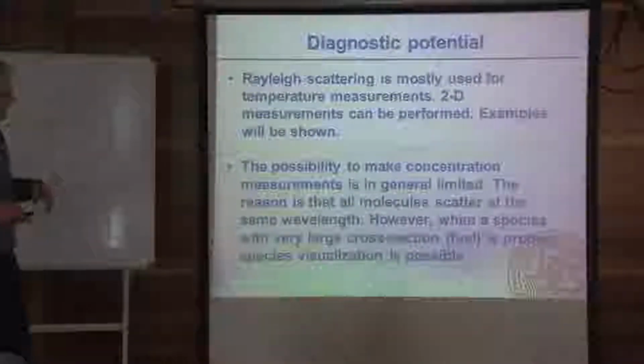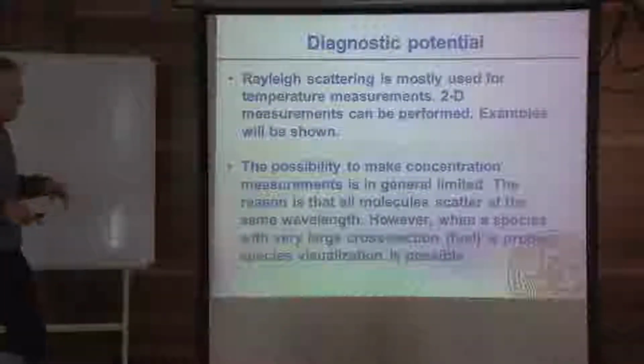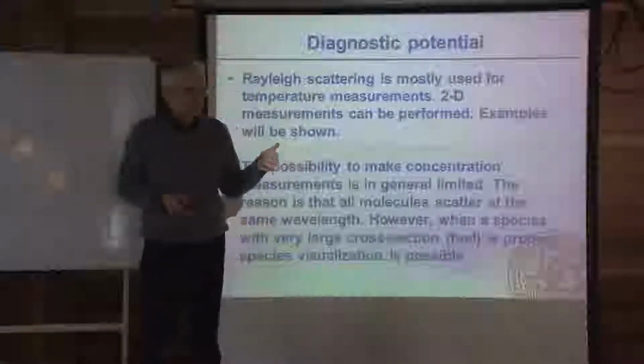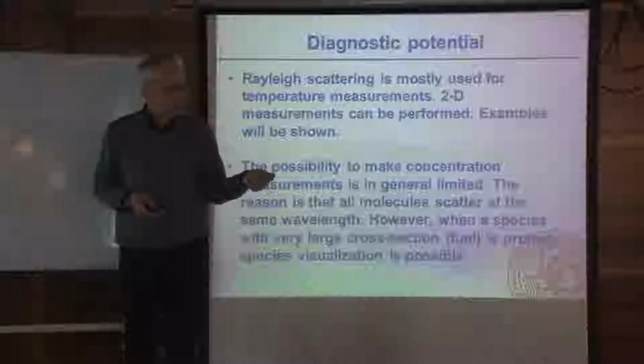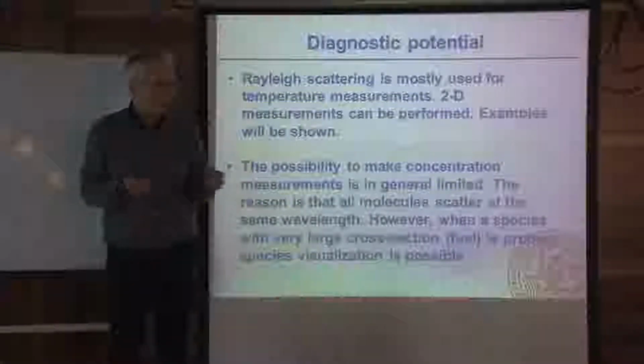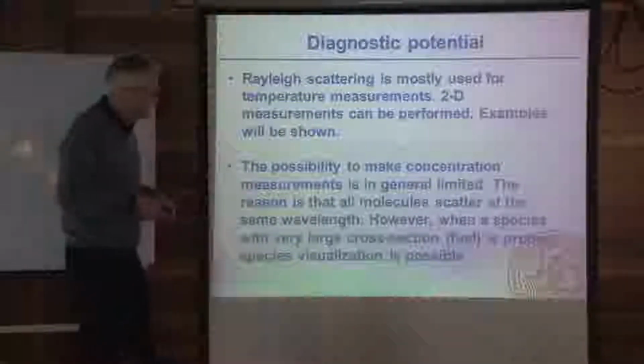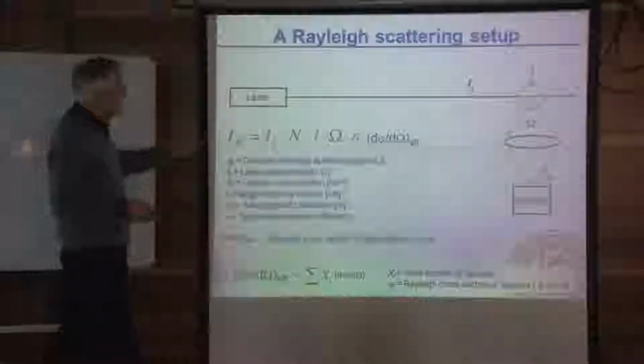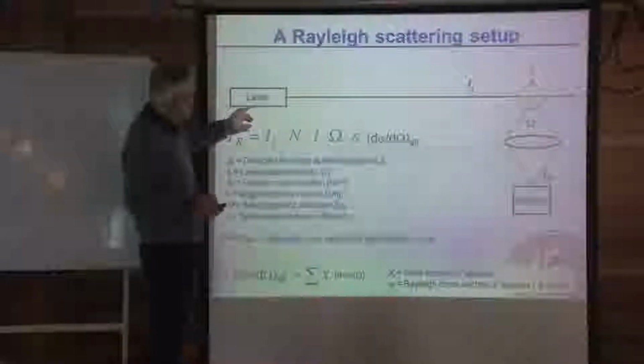So this is an advantage. But it's not possible to distinguish between nitrogen, oxygen, carbon dioxide, CO. All of them are at the same wavelength. So the scattering, it's pretty simple.